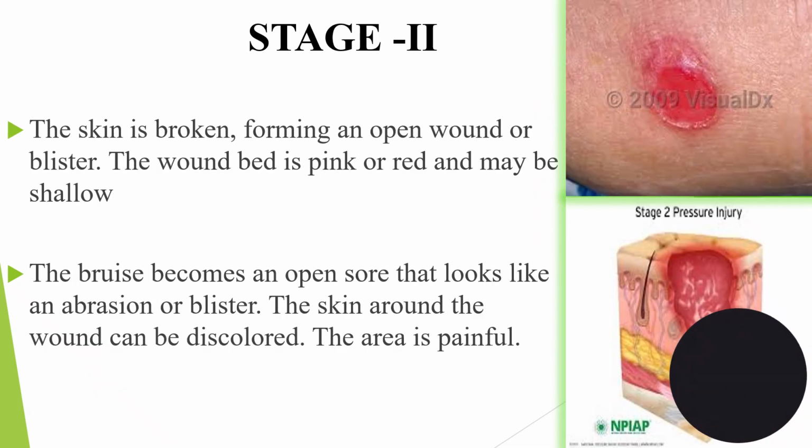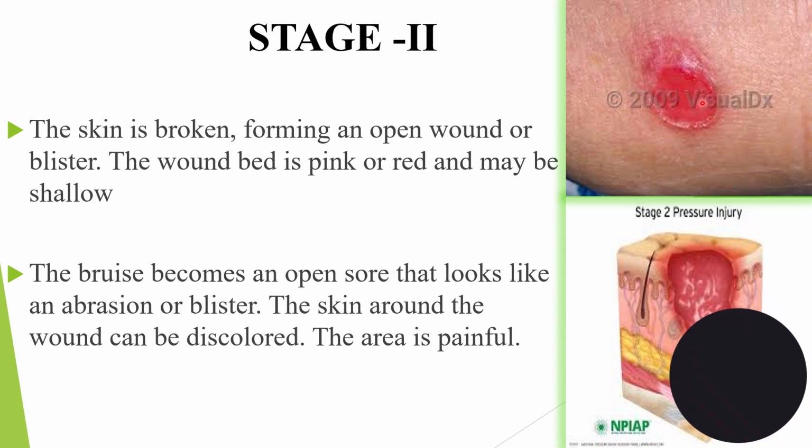When we come to stage 2, the skin is broken, forming an open wound or a blister. The wound bed is pink or red and may be swollen. The bruise becomes an open sore that looks like abrasions or blisters. Skin around the wound can be discolored. This area is painful. So you can see this is a stage 2.